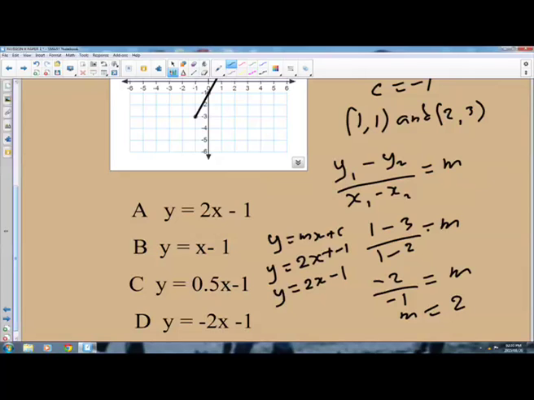You now check in the alternatives. Do we have an alternative having y equals to 2x minus 1? You check. The first alternative, A, y equals to 2x minus 1. B, y equals to x minus 1. Then C, y equals to 0.5x minus 1. Then D, y equals to minus 2x minus 1. So the correct answer to this question is A. We therefore circle A.